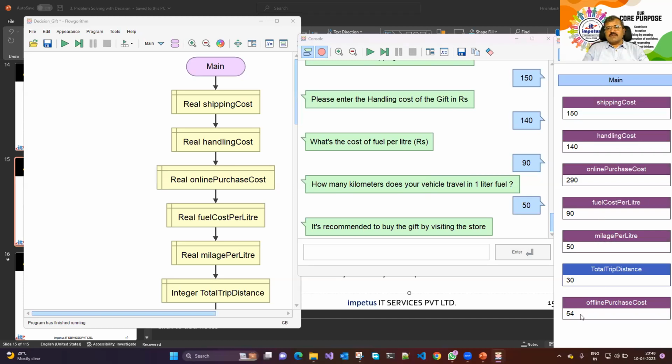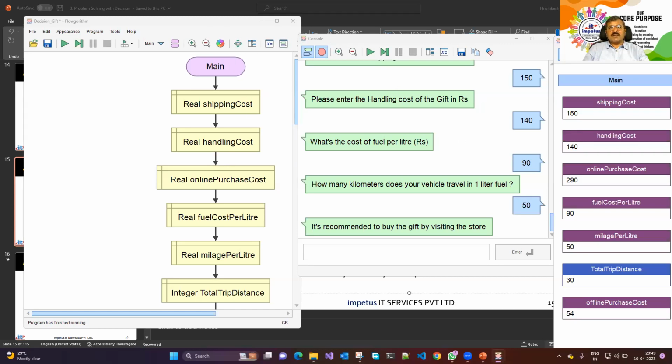the offline purchase cost is 54 and online purchase cost is 290. So since the offline purchase cost is only 54, it says it's recommended to buy the gift by visiting the store, because offline purchase cost is only 54 with a vehicle which gives a liter and the cost of fuel is 90. It says offline is better rather than purchasing it online. So that's how we have solved this particular example.